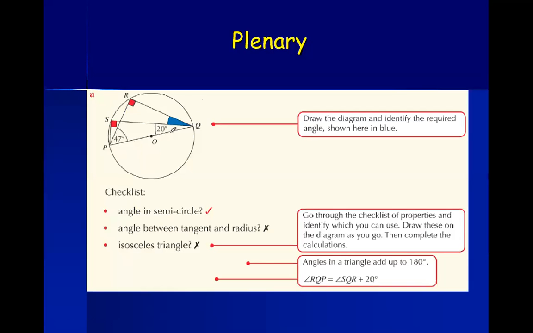So this is what we just did. We've got angle in semicircle, angle between, no, so we didn't get an angle between tangent. So basically these are the 3 questions you ask yourself, and then you go through the checklist, identify 43. And once you've got your 43, you can get your 23. That's what we've just done, okay?